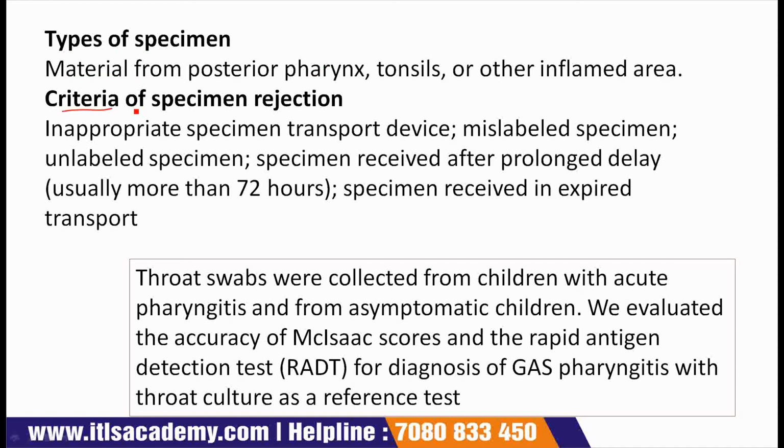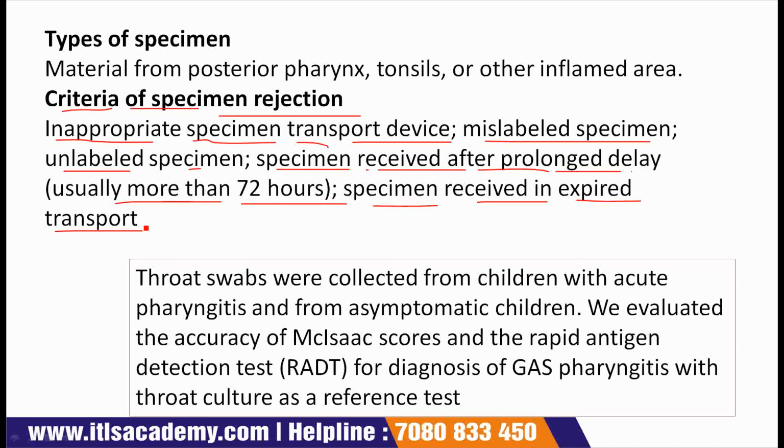Criteria of specimen rejection: it includes inappropriate specimen transport device, mislabeled specimen, unlabeled specimen, specimen received after prolonged delay, it is usually more than 72 hours, or specimens received in expired transport.